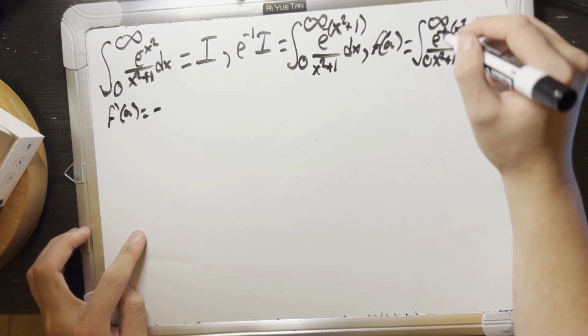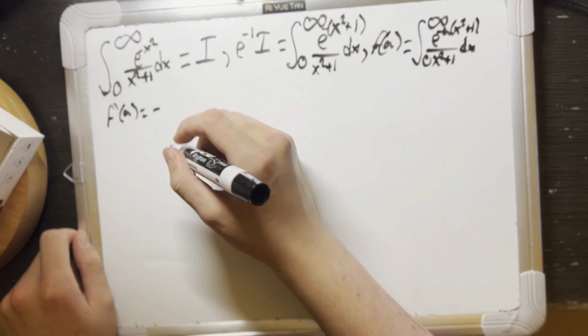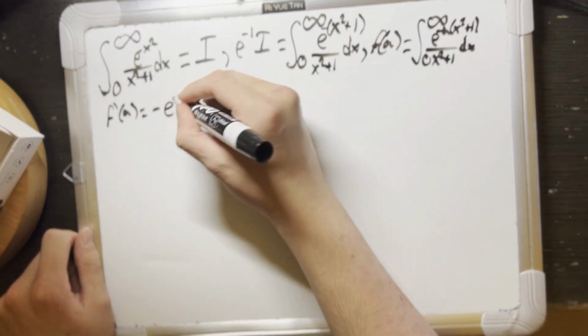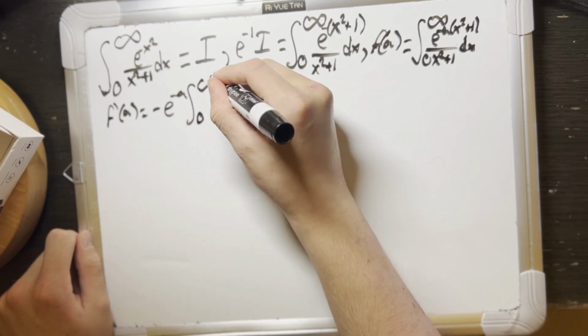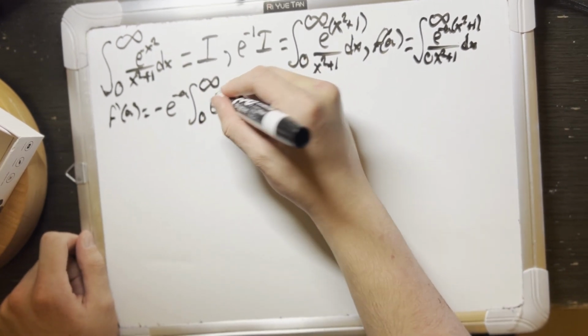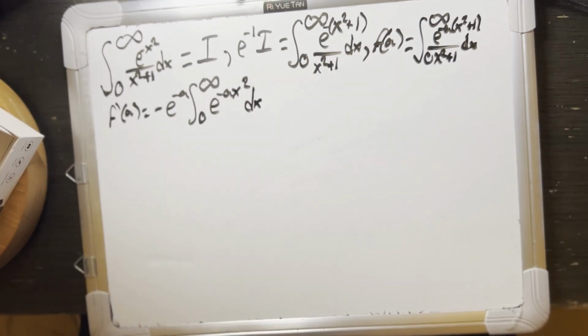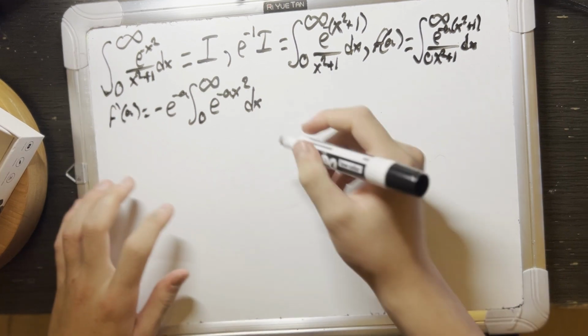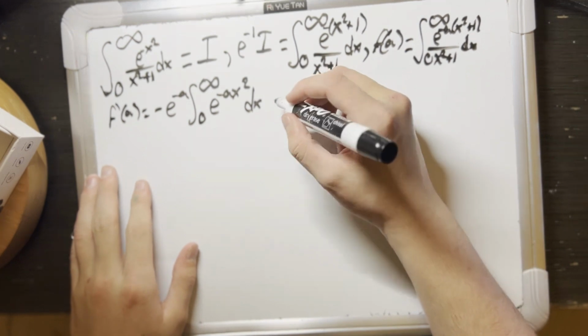But now we have e to the minus a times x squared plus 1. So you can factor out the 1, the x squared part. When you get e to the minus a here, the integral from 0 to infinity of e to the minus a x squared dx. Now this is actually very similar to a Gaussian, and it can be transformed into the Gaussian quite easily with a single u substitution.